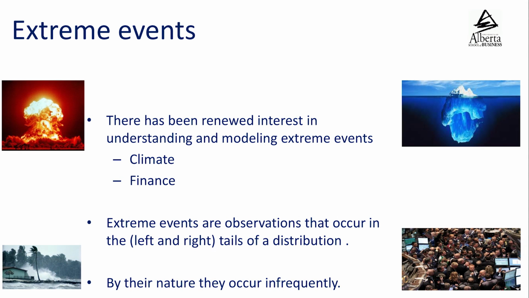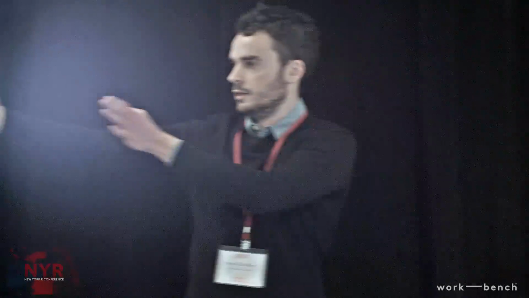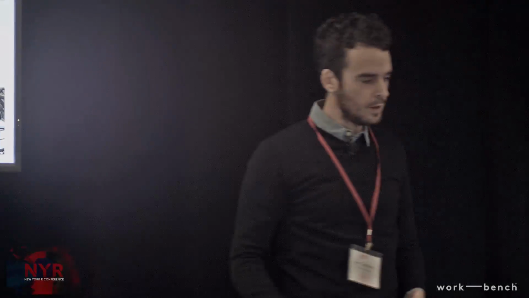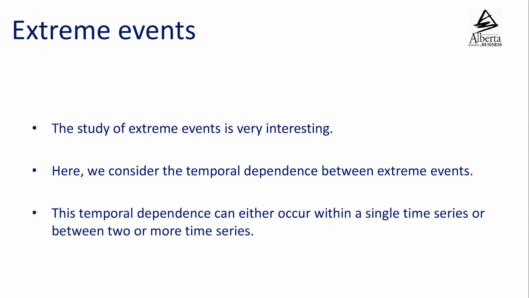Extreme events. I told you, it's a bit of a change-up, okay? So we're going from brain imaging to finance, okay? So recently there's been some interest in trying to understand extreme events, okay? So this can be applicable to climate and also to finance. Extreme events are rare and they occur in both of the tails of the distribution. So we're only interested in what's happening in the tails. They occur infrequently. People have done a lot of work on trying to understand extreme events, so this is very interesting on its own, okay?